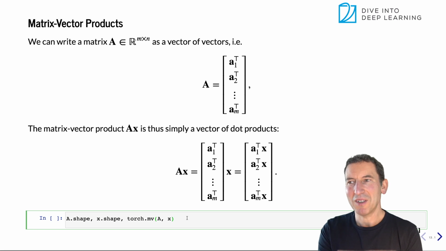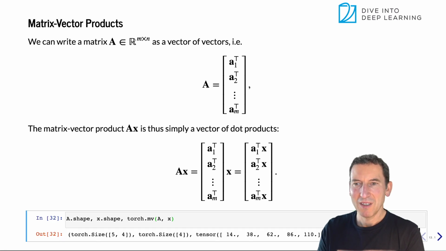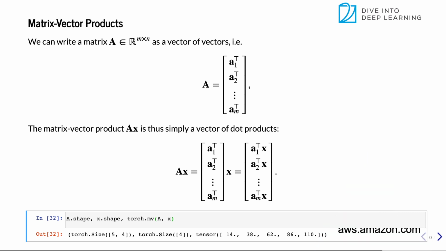So if you think about it, you can view a matrix as a vector of vectors, and thus the matrix vector product is just a vector of vector products, right? So this is MV, matrix vector. And okay, let's just turn off the camera so you can see all the entries. And they are, very unsurprisingly, the product between matrix and vector.